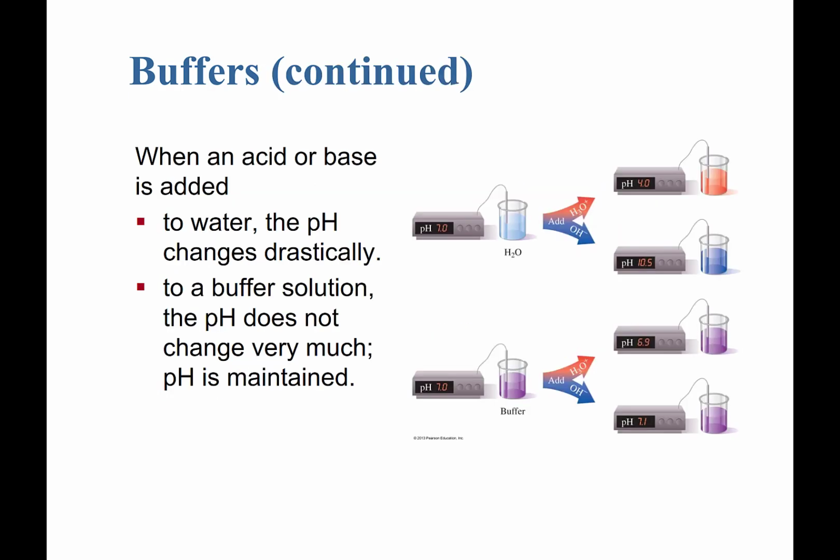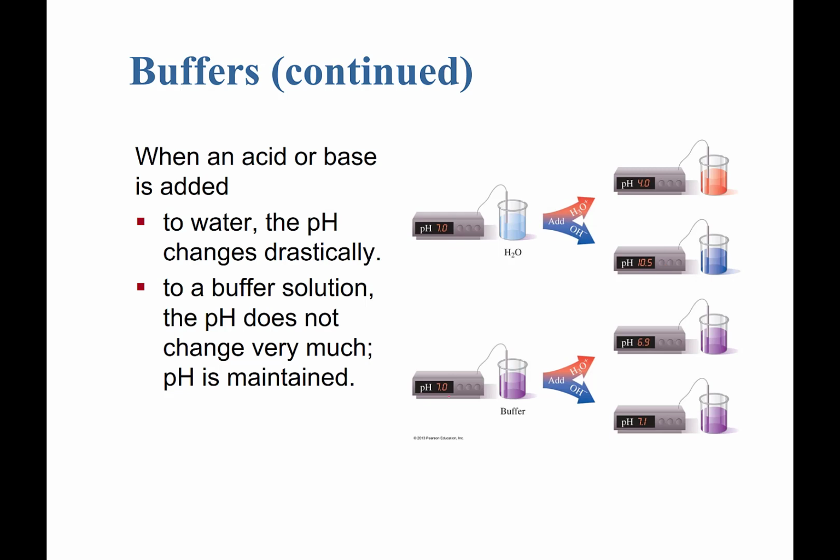So if we just had water and we added an acid or a base, the pH is going to change dramatically. In this case, if I have something that's just plain water, we had a pH of 7. If I add some acid, the pH went down to 4. If I added a base, the pH went to 10.5. But when I have a buffer, it's going to level out that pH.